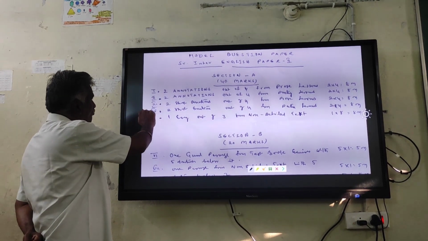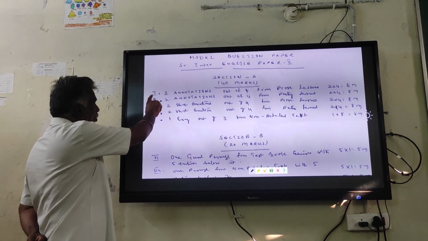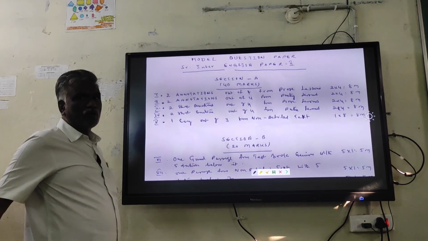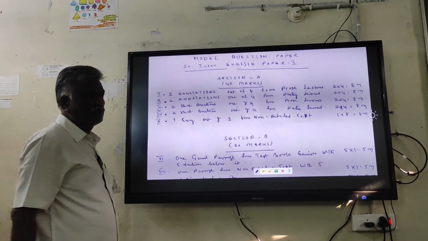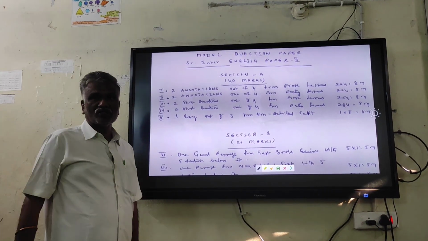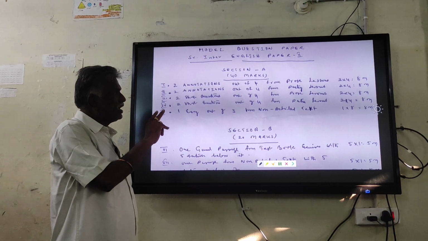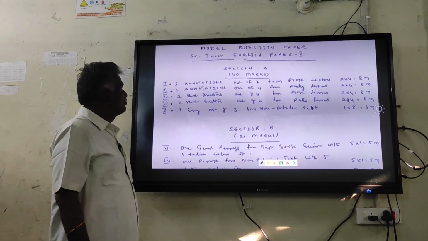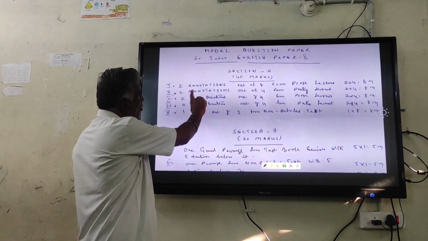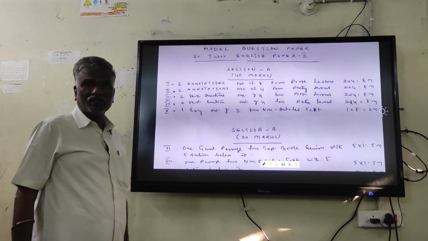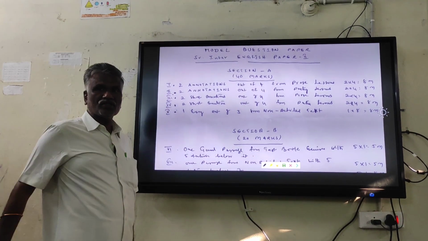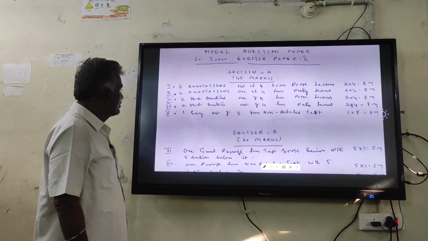Question number 1, where we have to attempt 2 annotations out of 4. These annotations are from prose lessons. These 2 annotations carry 8 marks. Like that, under question number 2, there are 2 annotations from poetry lessons. These 2 poetry annotations carry 8 marks.